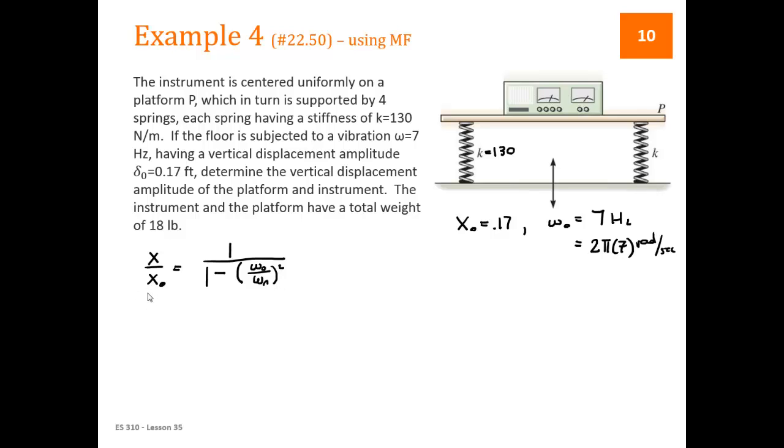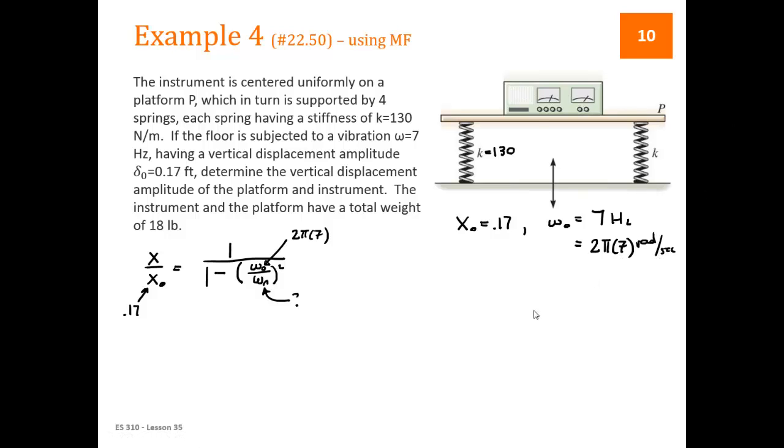So we know x naught, right? This is 0.17. We know omega naught, that is 2 pi times 7. We do not know omega n. If we can find omega n, then we're done with this problem because then we can solve for x. So how do we find omega n? We have to write this equation of motion in standard form. This omega n squared is the coefficient of the x term.